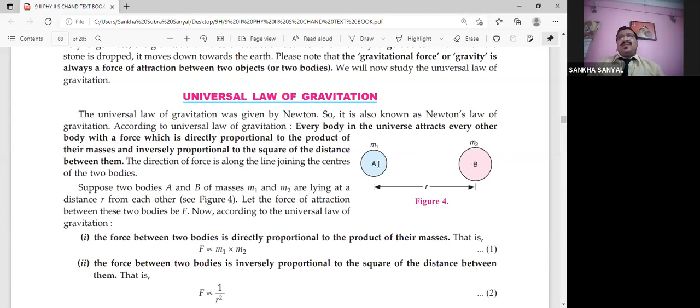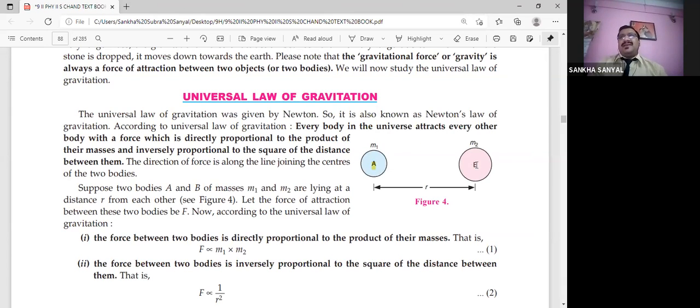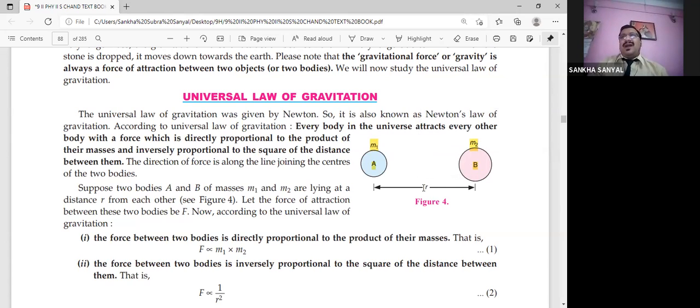Let me highlight this so that it becomes more clear. Can you see this? Body A and body B. These two are the bodies that I'm referring to, having the masses M1 and M2. Now, these two bodies are separated by a distance of r meters between them. When I say r meter, that is the distance between the centers of these two bodies.